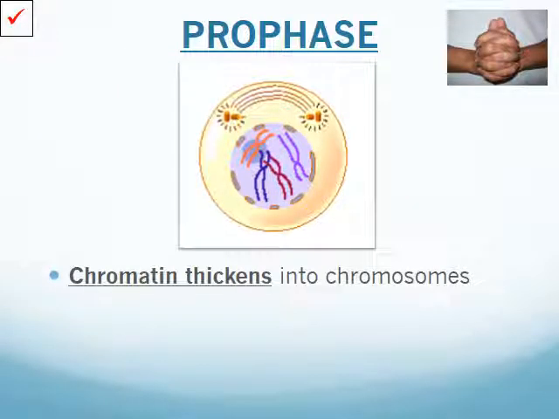So in prophase, what you'll notice is the chromatin, that kind of thin, stringy, invisible substance that our DNA was, starts to thicken up into our chromosomes, which are denoted by these X's.